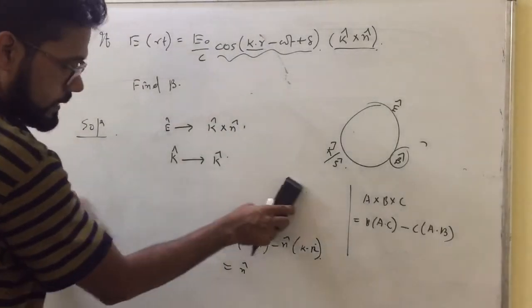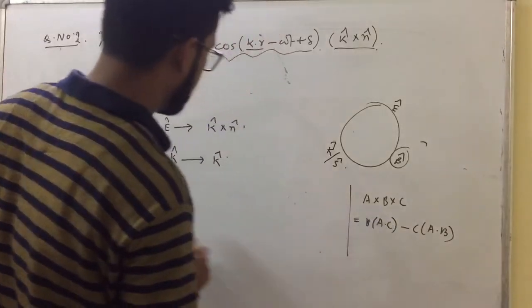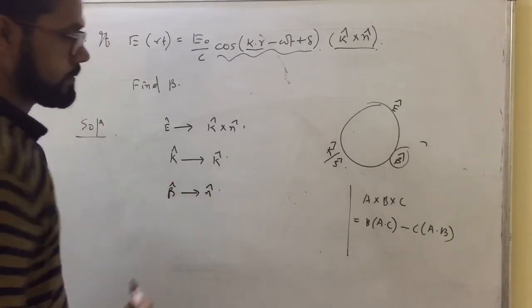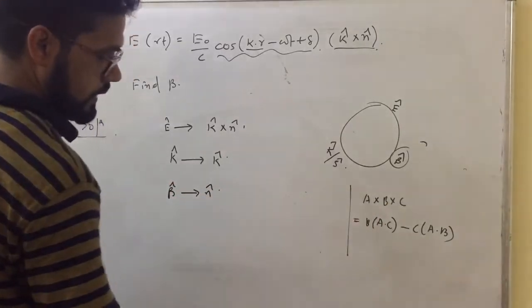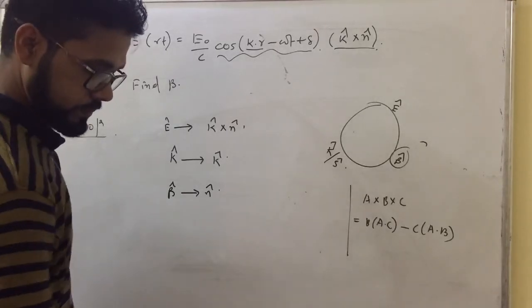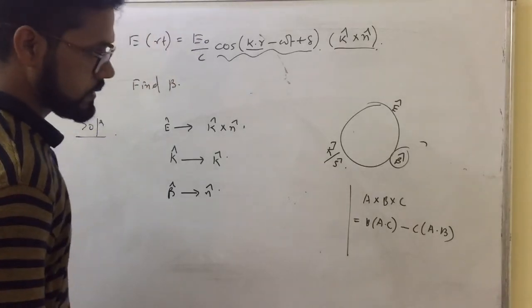Finally you will get n cap. This is a vector triple product. You see the focus. So magnetic field vector, I will get the n cap. A cross b equal to a dot c. I have already given that formula. And another problem, numerical problem, b dot a dot c.